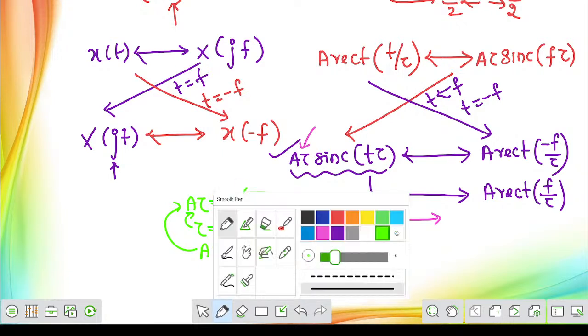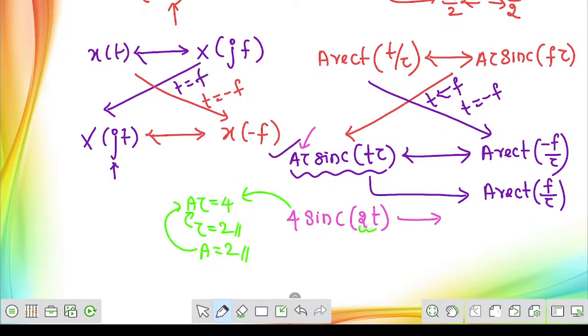Now write down the corresponding answer. Its corresponding Fourier transform is going to be, the value of A is 2, so 2 into rectangular of f by, what is the value of tau, sir? Tau is also 2, that's it, that is the Fourier transform. So you have to be very conscious whenever we are applying the duality concept. You have to be very careful how to apply this property. Okay, sir. Practice some questions, that will give a good grip on this.